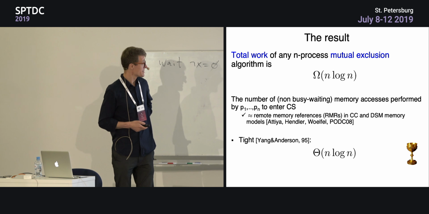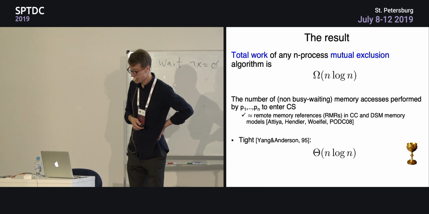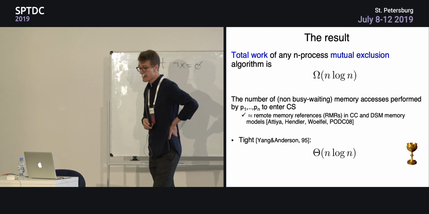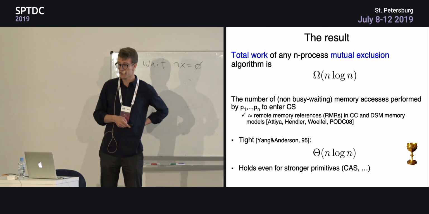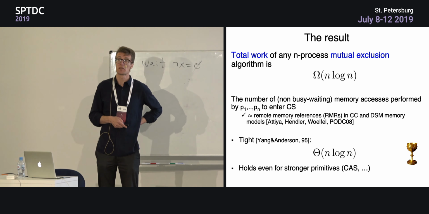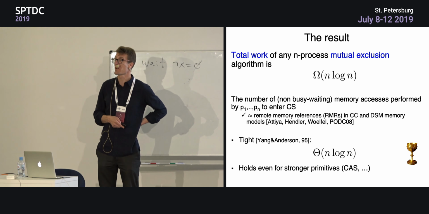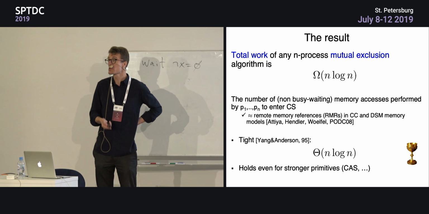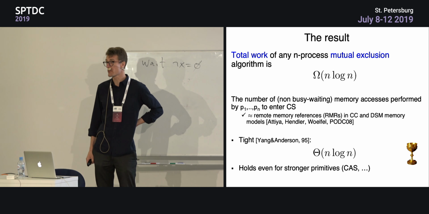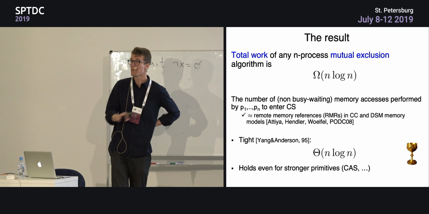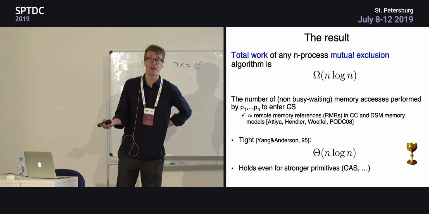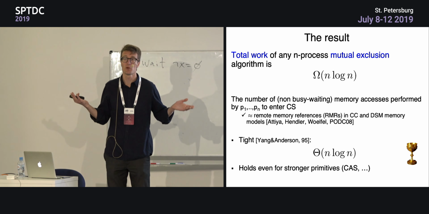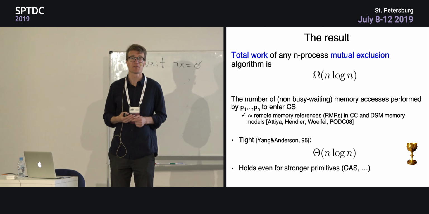Okay, and as I say, it's tight. We have a Young and Anderson algorithm. And it actually holds even for stronger primitives. You're not restricted to reads and writes. You can use compare-and-swaps and still the lower bound would hold. Unlike consensus, where if you have a compare-and-swap variable, you're done. You do it in one step.